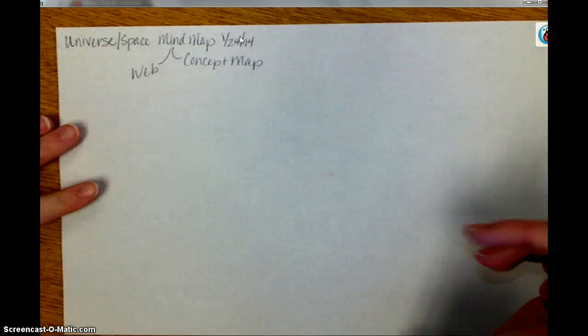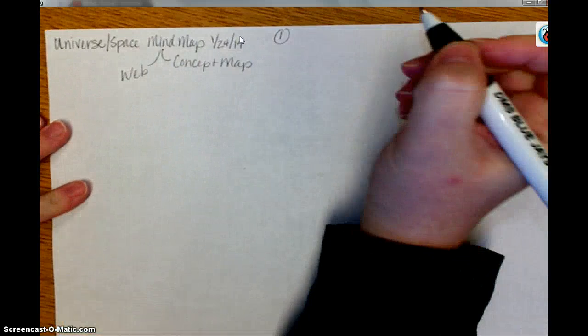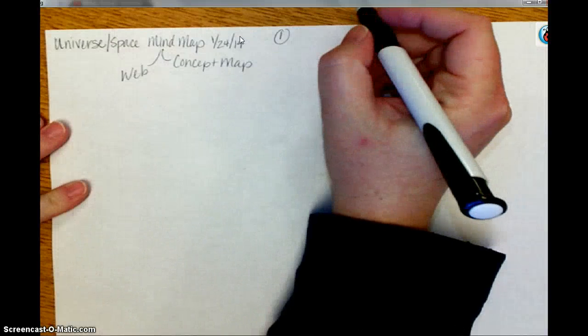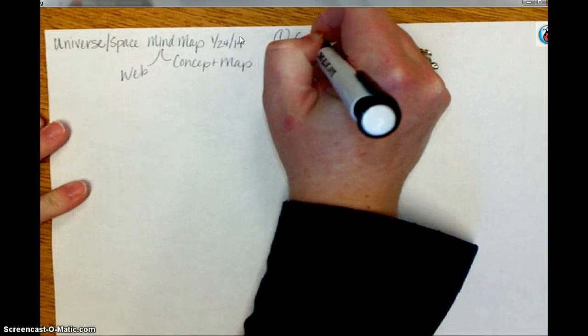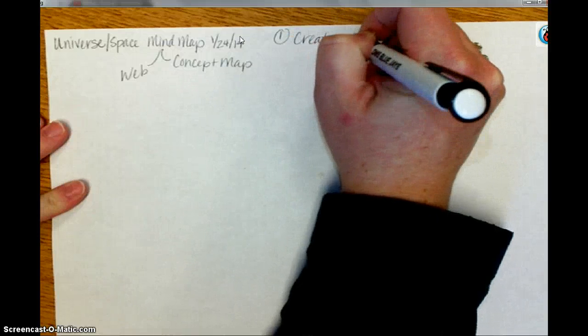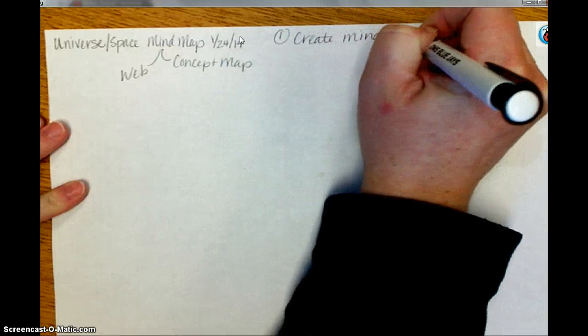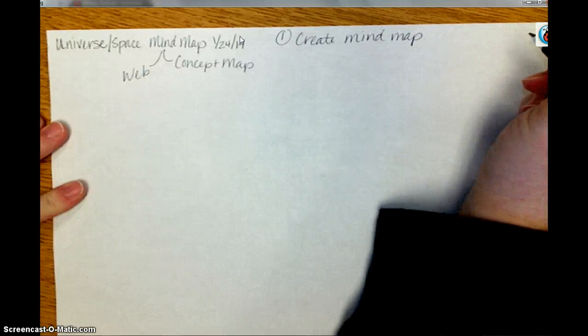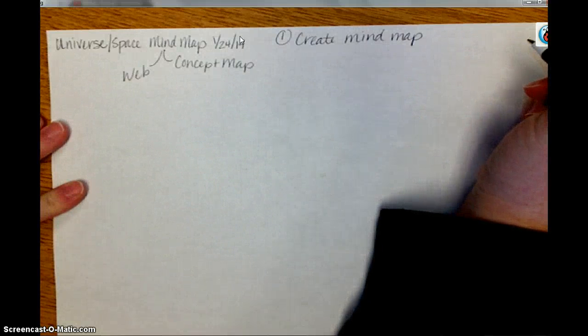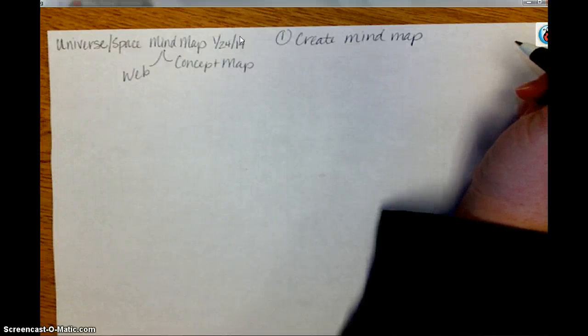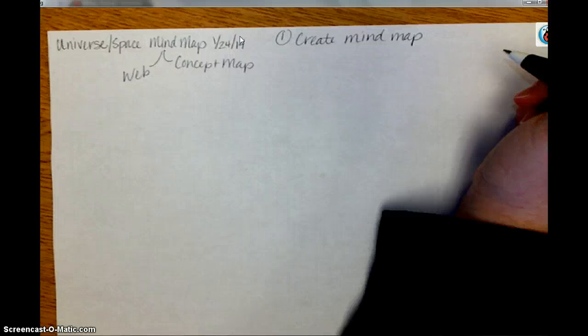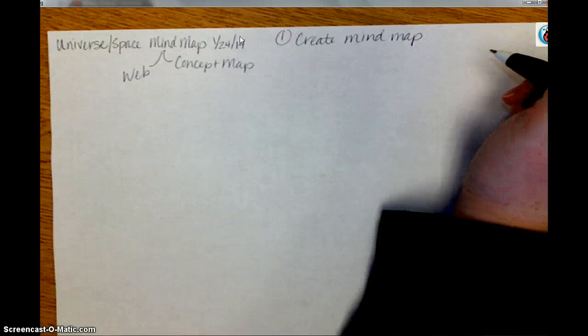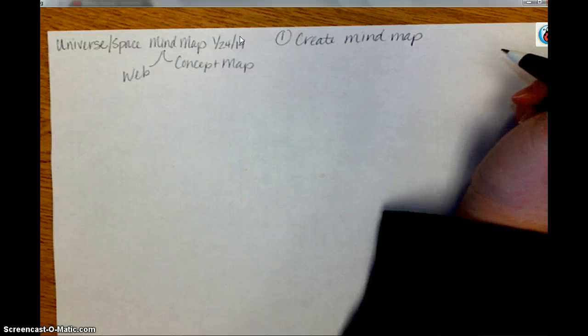So the first thing that you're going to do is create your mind map. Now if you think about what you've done with a web in ELA class, like you've used it before when you've done brainstorming for writing or stories or things like that, you have your topic and you have ideas that come off of that, and related things stay grouped together and stuff like that. So what we're going to do is the same thing. We're going to create our mind map.